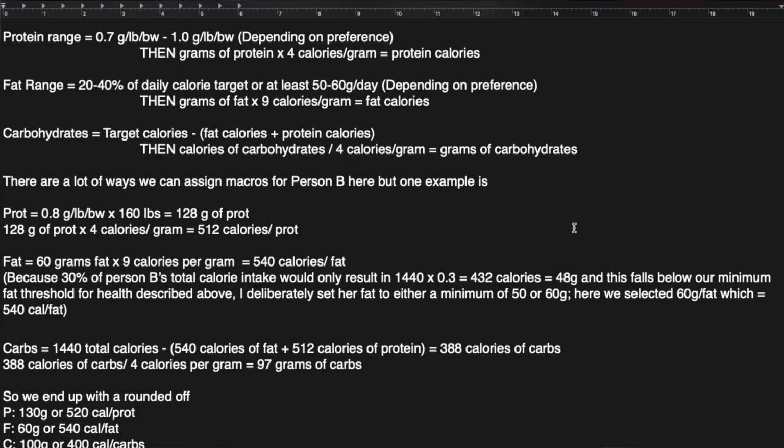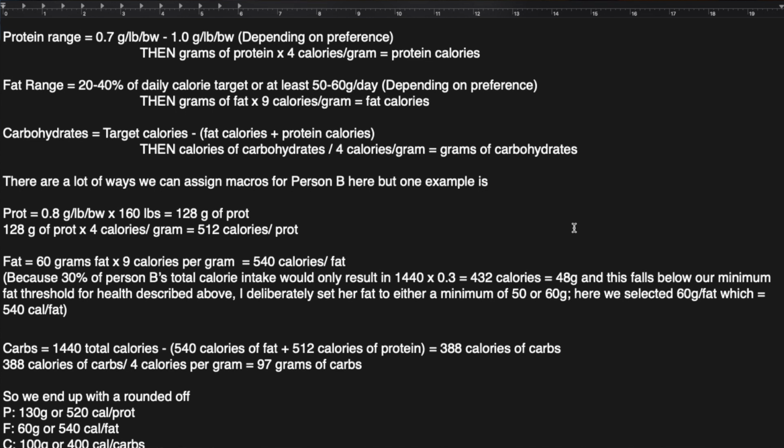Fat. 60 grams of fat multiplied by 9 calories per gram equals 540 calories of fat. I told you this example was going to be different. We're calculating it from the opposite end instead of percentage, because 30% of person B's total calorie intake would only result in 1,440 times 0.3 equals 432 calories, or 48 grams. 48 grams of fat falls below our minimum threshold of fat that we described above, that kind of 50 or 60 grams range. I deliberately set her fat to either a minimum of 50 or 60 grams.